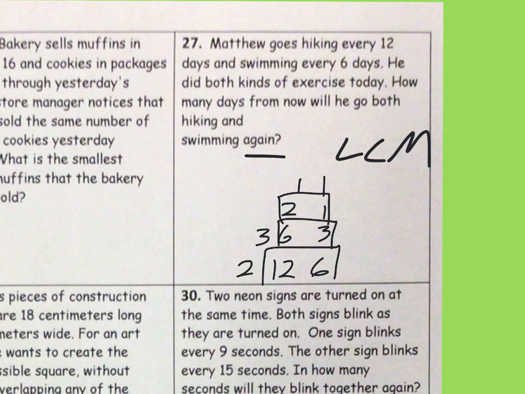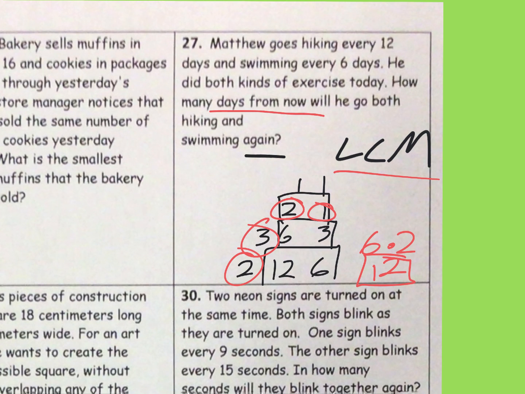Now, remember, lowest common multiple is different than greatest common factor. We're going to take our greatest common factor, which is 2 times 3, 6. And then we're going to take our top layer of our cake, and 2 times 1 is 2. So we're just going to go 6 times 2. So 12 is my lowest common multiple. And that is how many days it will take him before he goes both hiking and swimming again. 12 days.